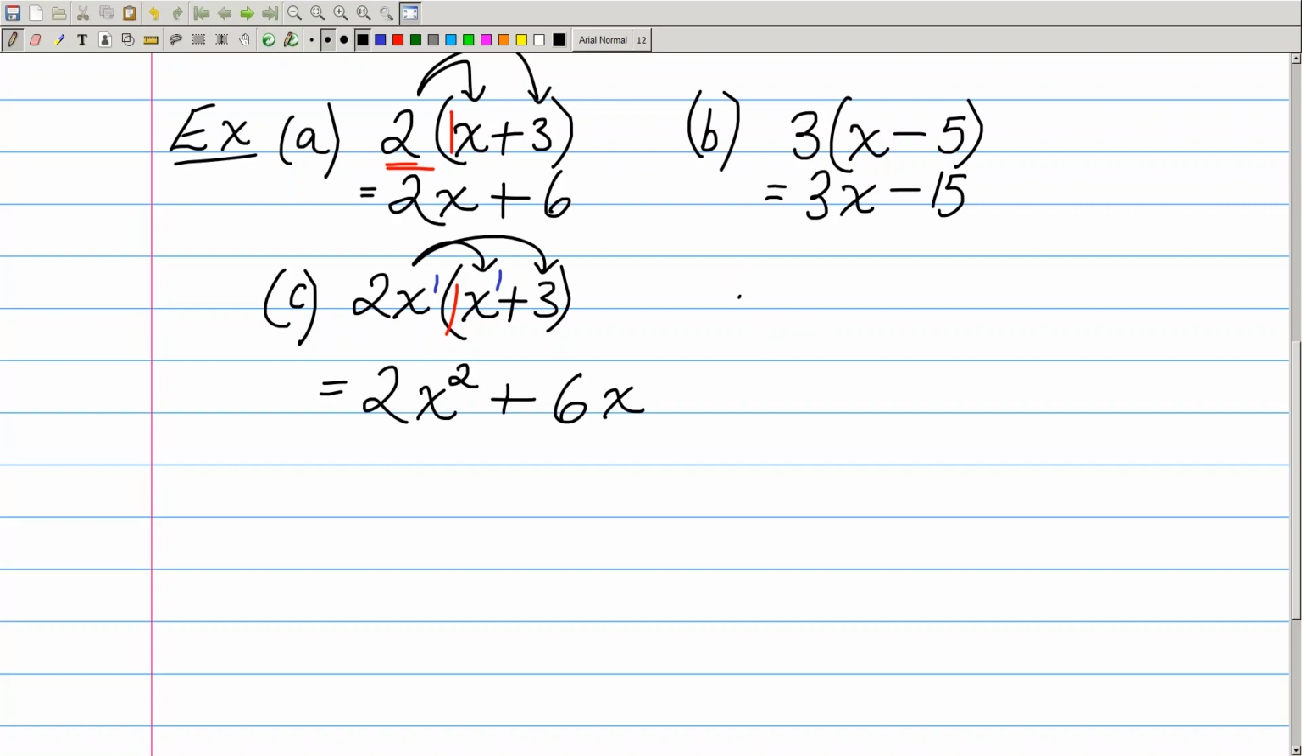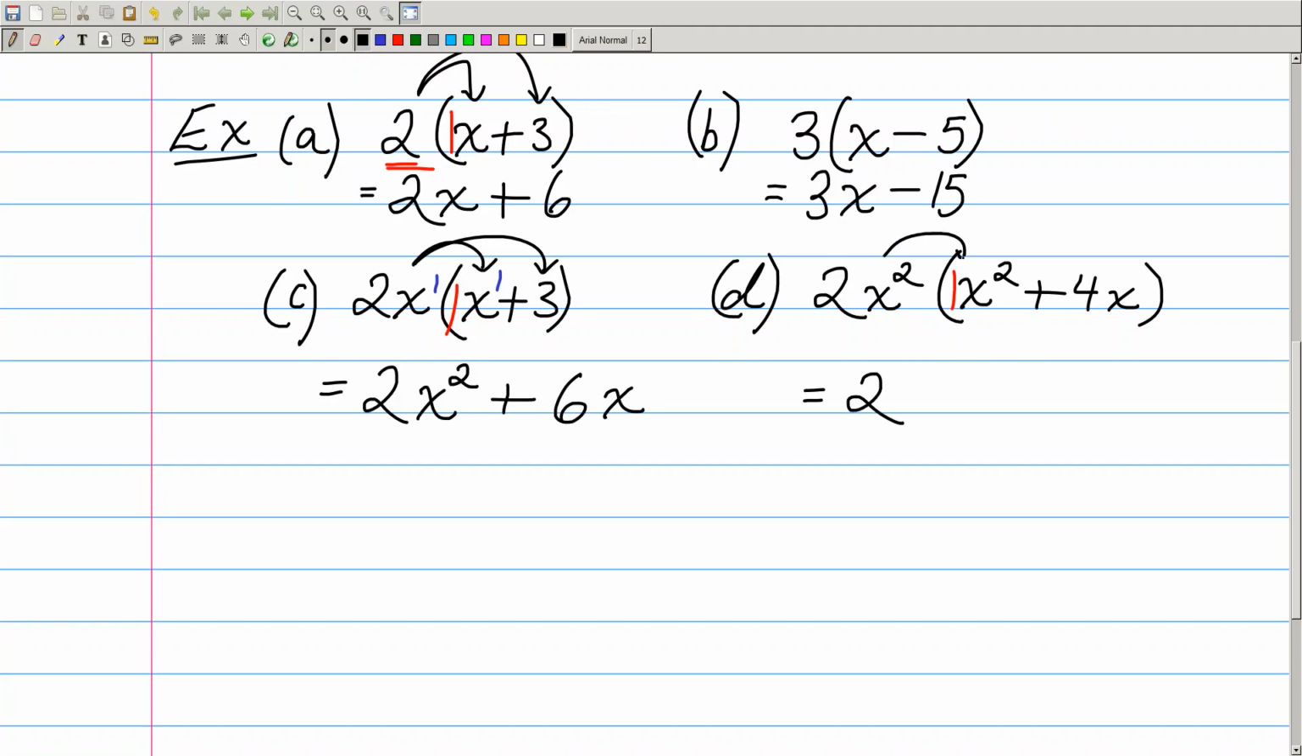Okay? So now, part D. Let's increase the exponents and see what happens. So I've added a bunch of exponents, and I've made it a little bit more difficult. Now the numerical coefficient outside the x squared is a 1. All I have to do is multiply 2 and 1 together, I get 2, okay? And then all I have to do is add the two exponents together, and I get x to the 4, right? 2 plus 2 is 4. Then I multiply 2 and 4 together, and I get 8. Then I add the exponents here. Let's see, I've got a 2 and a 1. 2 plus 1 is 3. There you go.